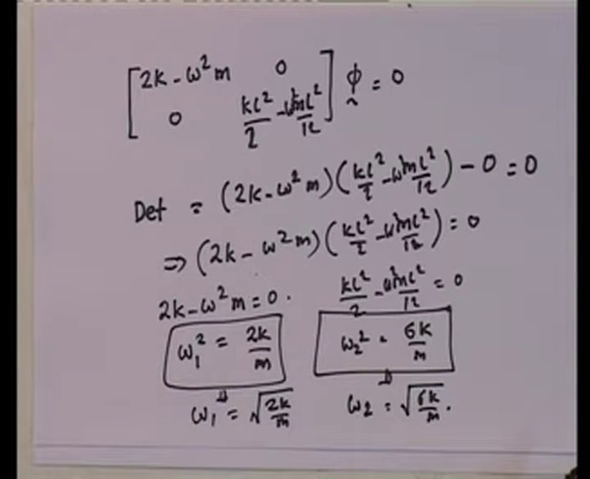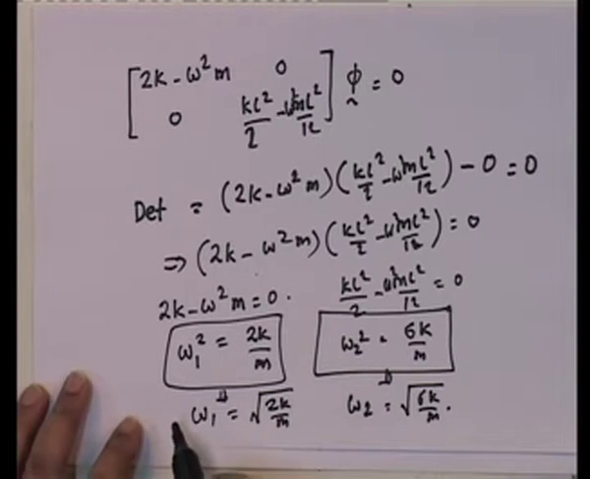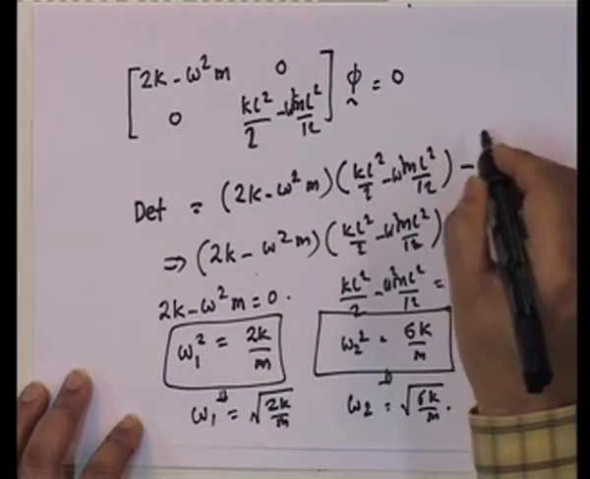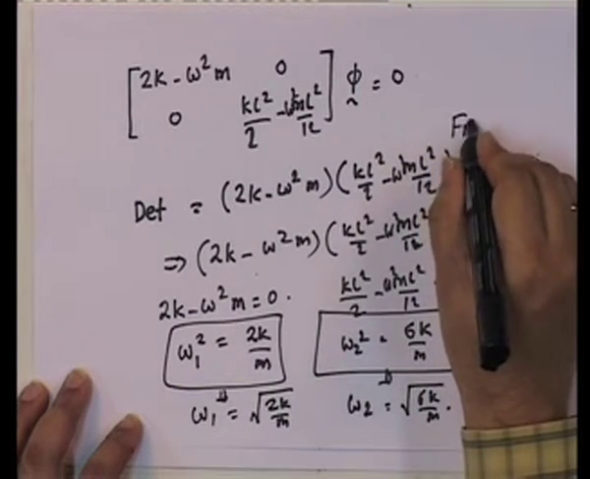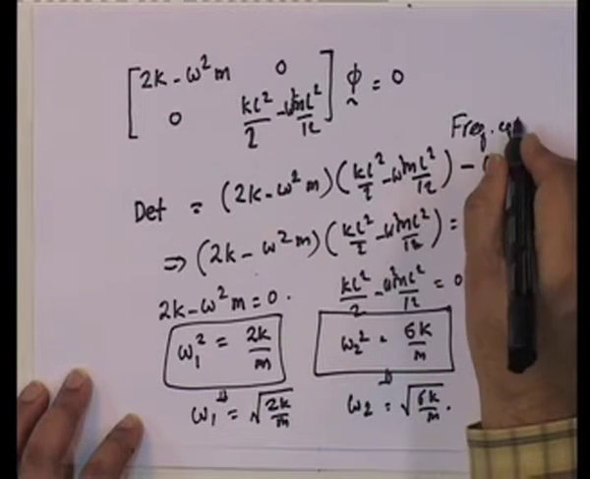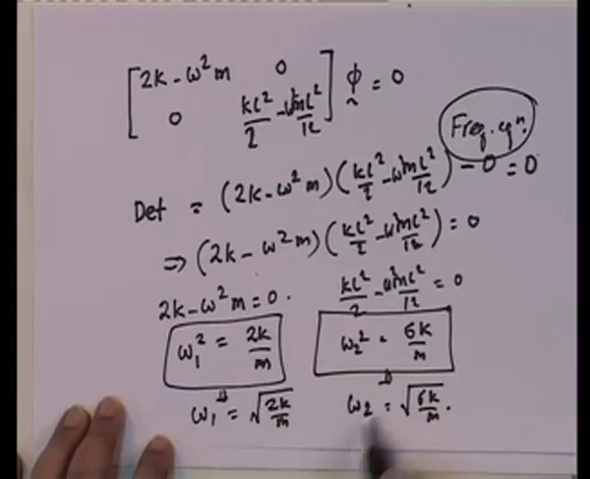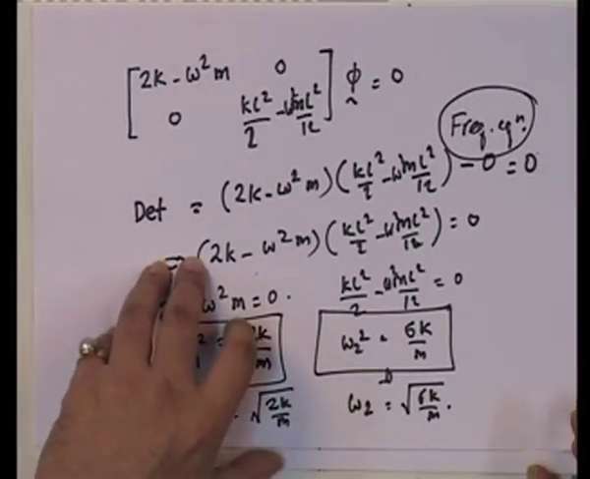What is the next step? So, I find out the frequencies. The determinant that is equal to 0 is known as the frequency equation. So, we solve the frequency equation to get the frequencies. So, we have got the frequencies. Now, next what? Well, for each frequency, I need to find out its mode shape. How do I do that? Well, the way I do it is the following.